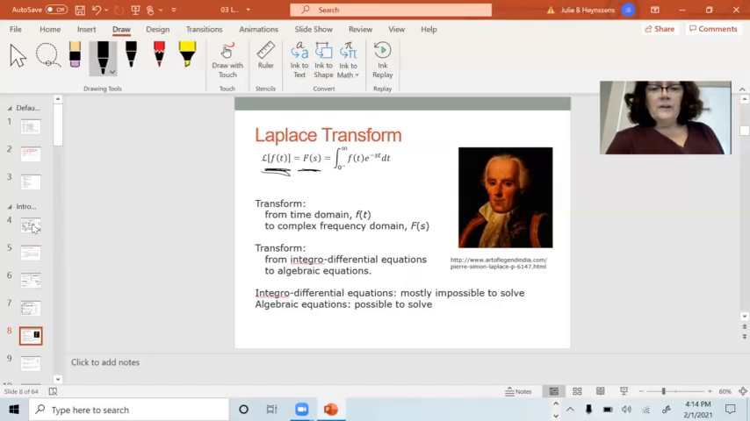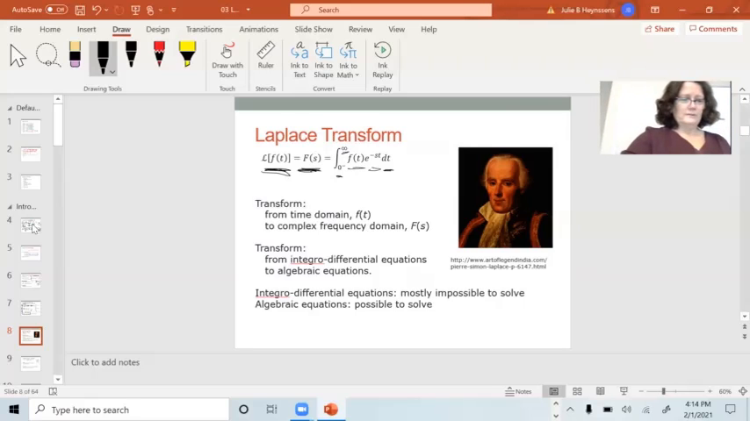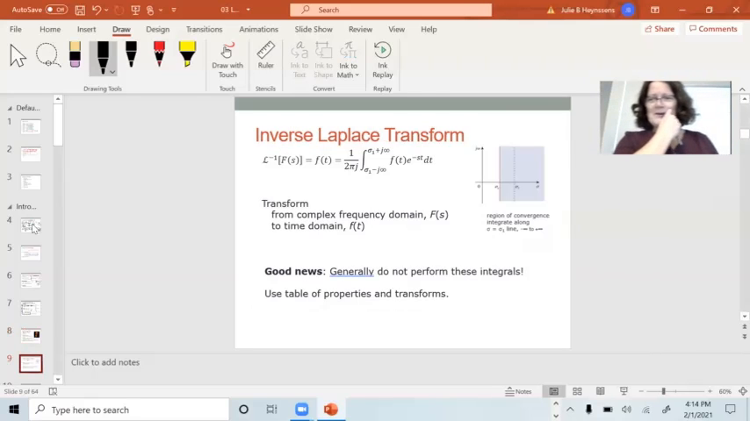And the definition of this F of s, it's the integral from 0 minus to infinity of f of t e to the minus st dt. And it transforms those integral differential messy equations to algebraic equations that you can solve. And this is what lab 3 will be. And I apologize for lab 3 too. I'll be there.